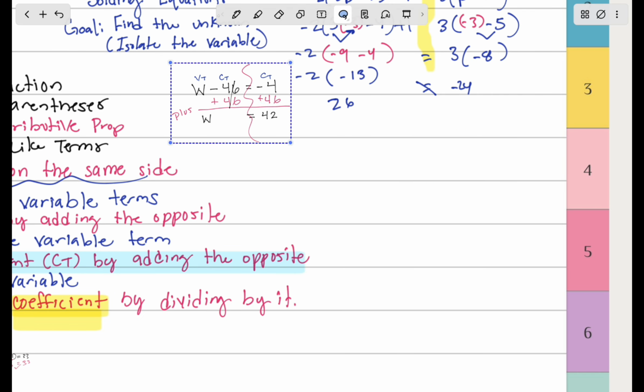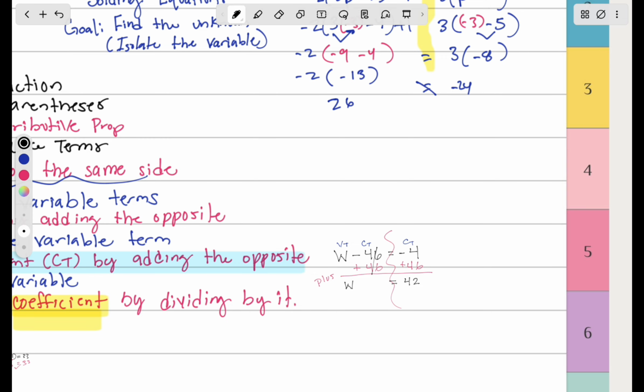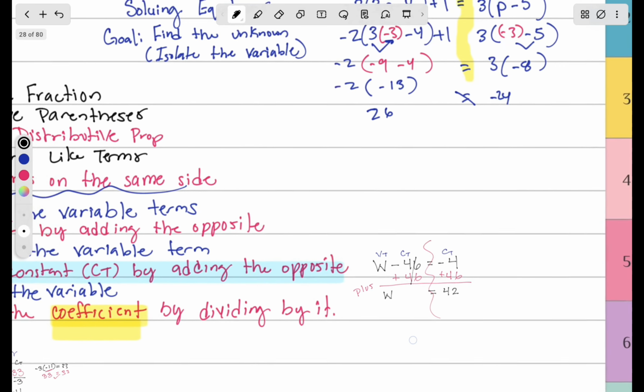All right, let's do another one. Well, what are you doing over there?